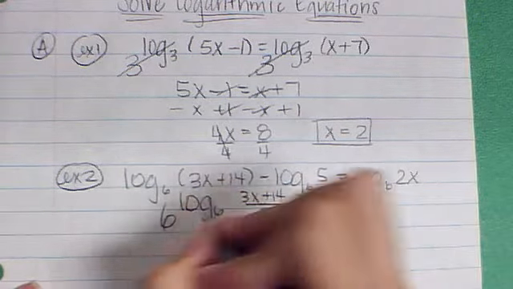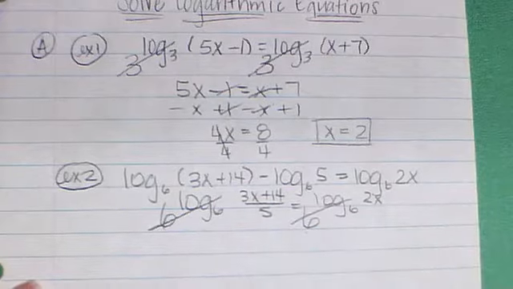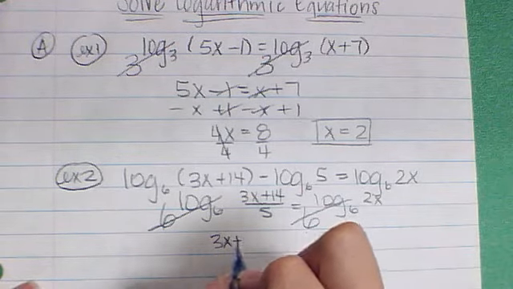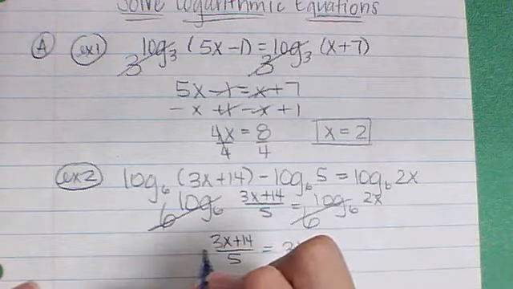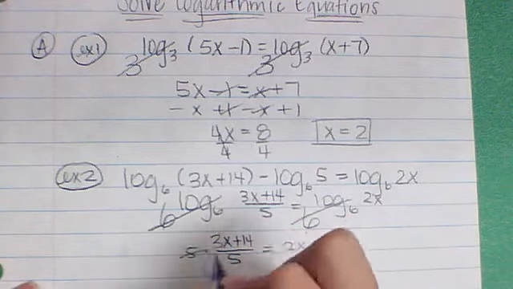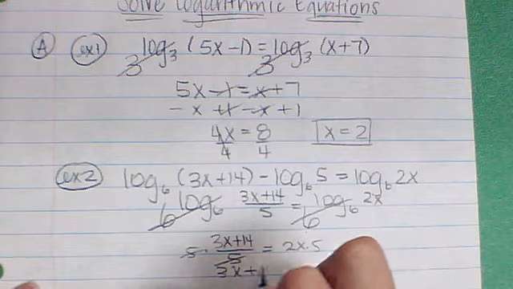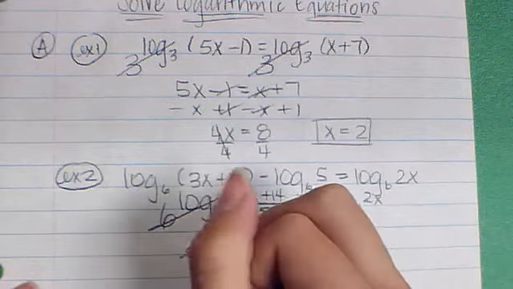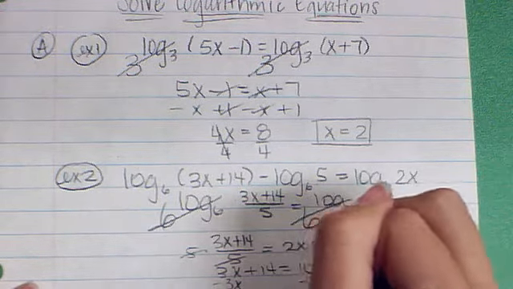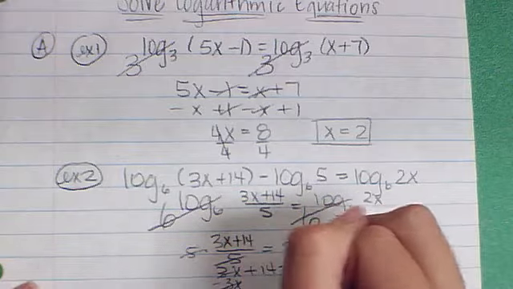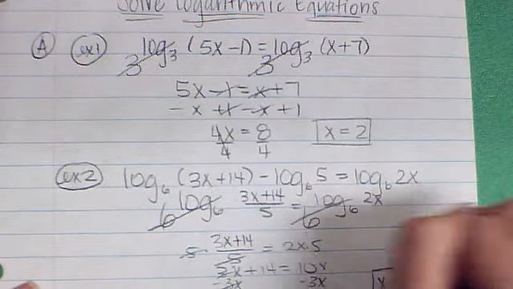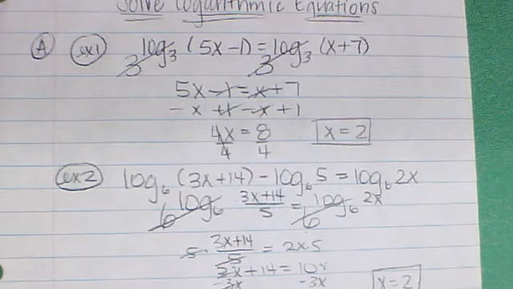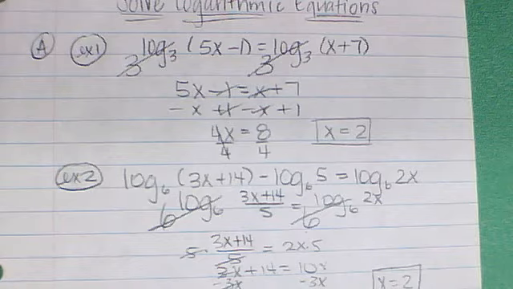I raise both by using a base of 6. Let those cancel. And I have (3x plus 14) over 5 equals 2x. Now I just need to solve. So I'm going to multiply by 5 on both sides. 3x plus 14 equals 10x. Subtract 3x from both sides. 14 equals 7x. Divide by 7, and x equals 2. It's a coincidence that both answers are the same, so that's not a big deal there.